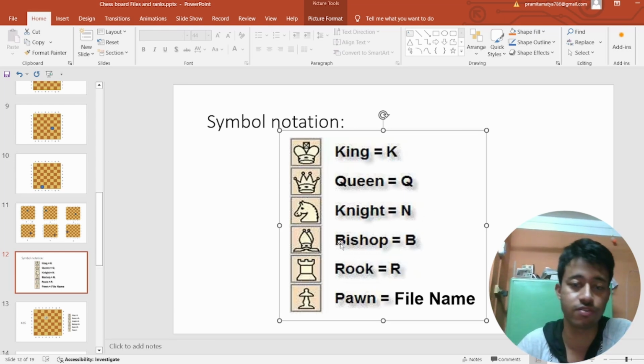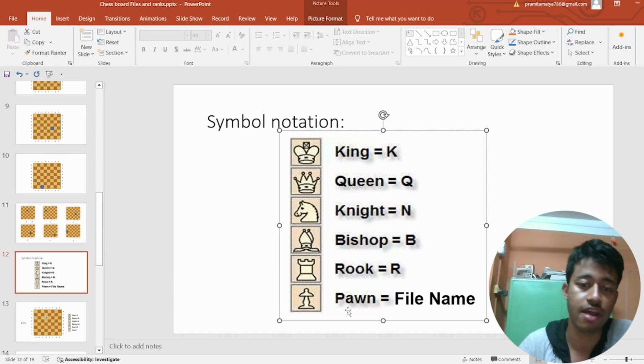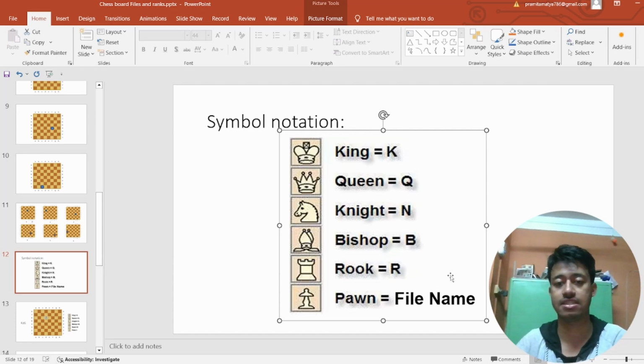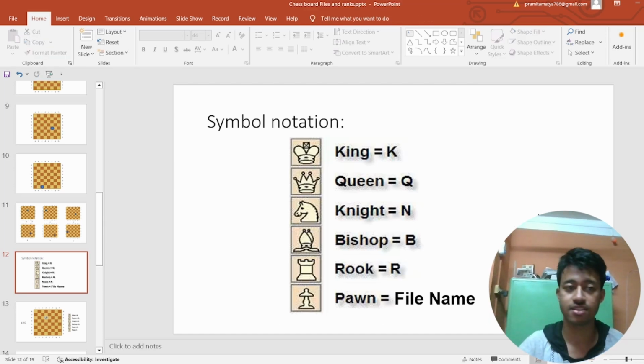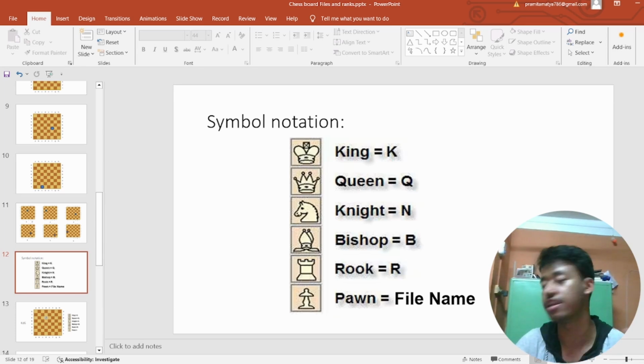For bishop, capital B, because the first letter is B. For rook, capital R. And for pawn, the file name. Basically, pawn doesn't have its own symbol; the file and the rank are its name. I guess you guys have got it. So let's go down into the final stage. Now let's implement it, write notations, and understand it in full detail.